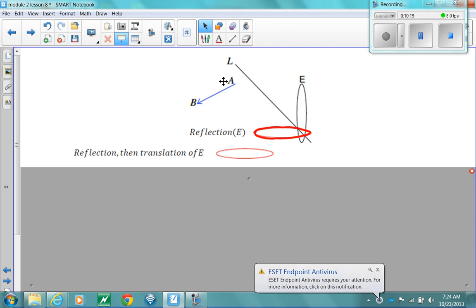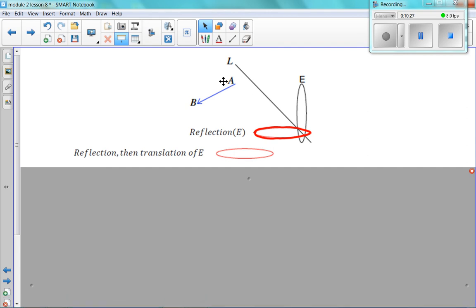Draw line L, draw the ellipse E, reflect the ellipse across line L. Then translate it. Now draw the vector AB after you flip that red figure, ellipse E, and translate it. And it would wind up right here. So that's a reflection followed by a translation.